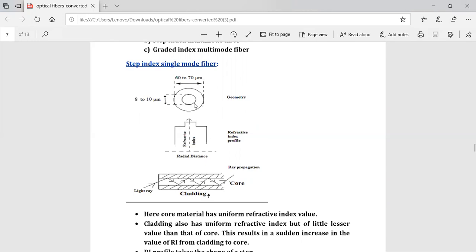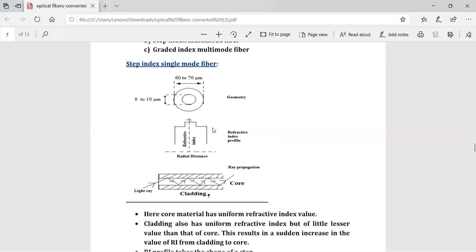Here, in this single mode fiber, the diameter of the core is 8 to 10 micrometer. So, the core is very narrow. Its diameter is 8 to 10 micrometer, because of which it can support only one mode of propagation of light through it. Hence, it is called as a single mode fiber. Its external cladding diameter is about 60 to 70 micrometer.